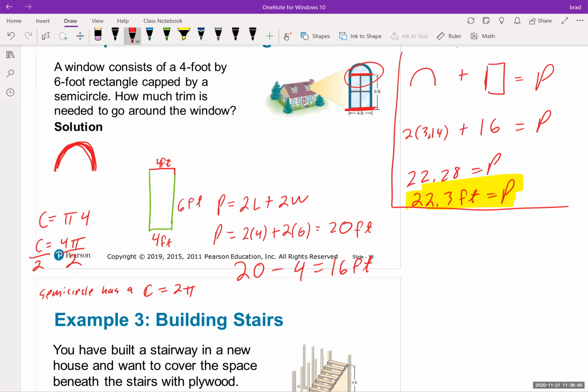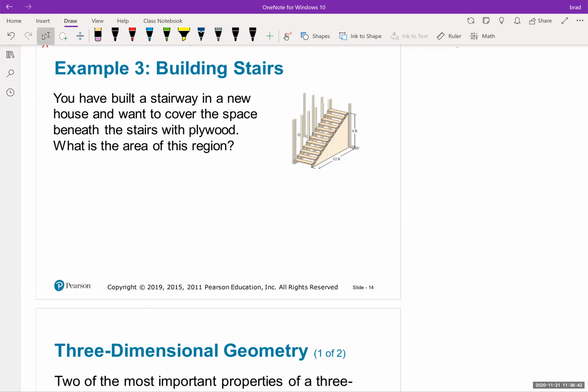All right, let's look at building stairs. You have built a stairway in a new house, and want to cover the space beneath the stairs with plywood. What is the area of this region? So we need to find this area right here, you guys. They want to cover that with plywood. Well, that's a right triangle, right? Because its stairway is built on a right angle.